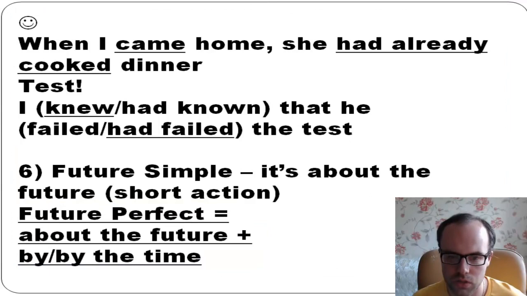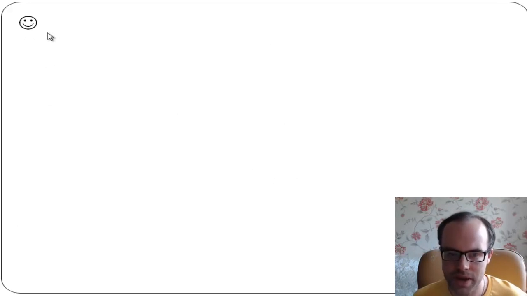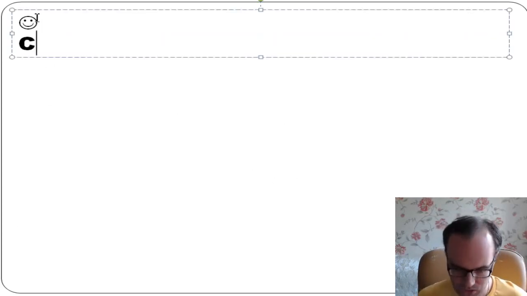Look, yeah? But first let's revise it. So when I came home, she had already cooked dinner. So there is a short test especially for you. So I knew that he had failed the test. So future simple, it's about the future. It's a short action. And future perfect, it's about the future, but you need to have by or by the time in a sentence. Please compare these sentences.